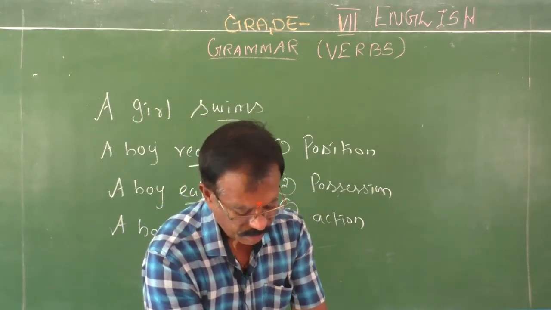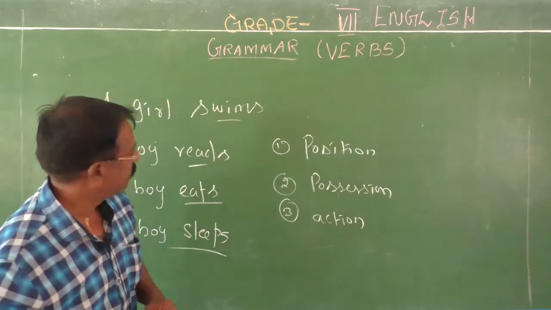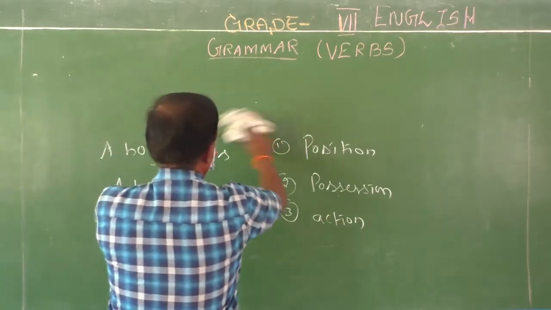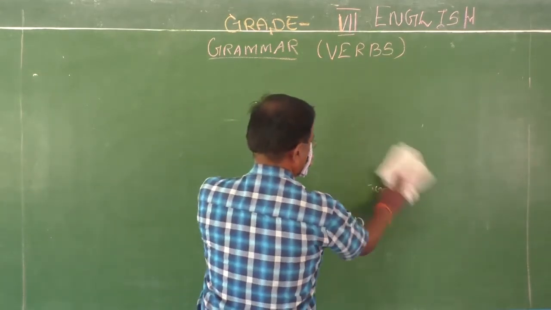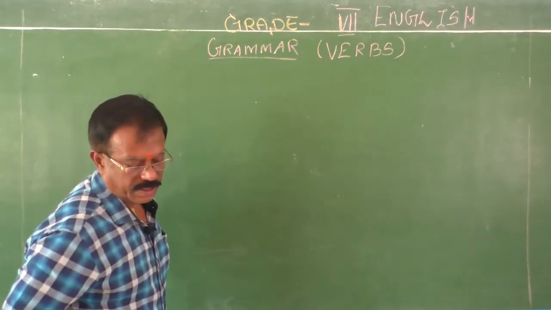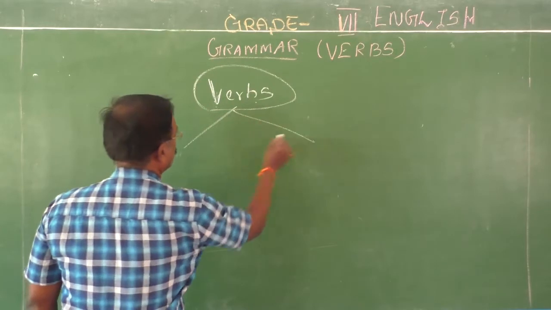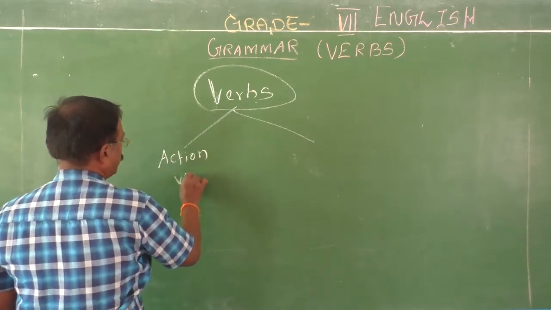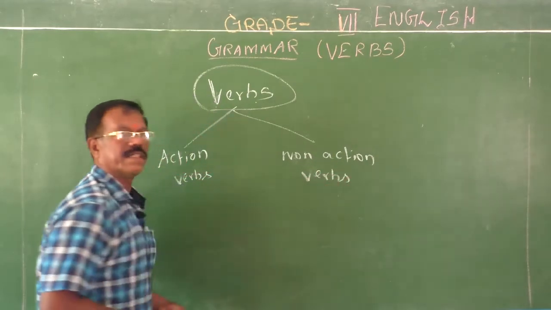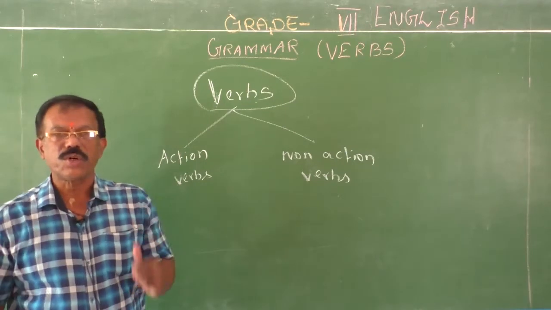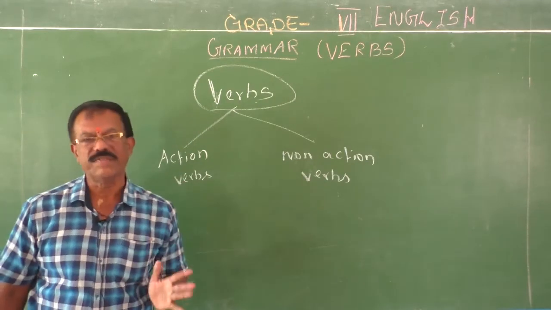Second, verbs are generally classified into two types. Action verbs and non-action verbs. We can generally divide the verbs into action verbs or action words and non-action verbs. Okay, children. So, all those verbs which show the action done by the subject or the action done to the subject are called action verbs or action words, simply we can call.